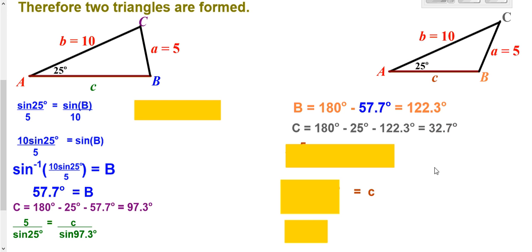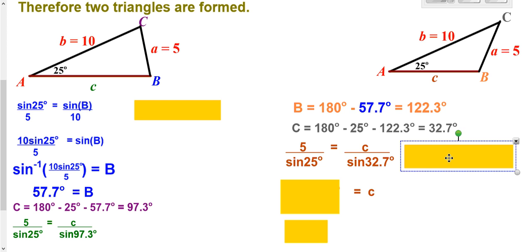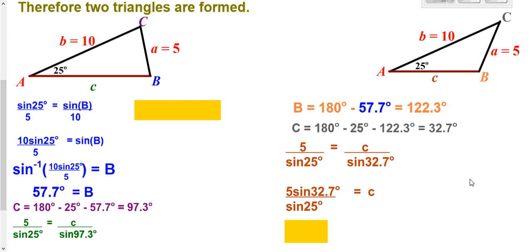So now I can use law of sine. So I take my original given information equals side C over the angle C of my second triangle. Multiply both sides by the sine of 32.7 to get C by itself. And that's my calculator ready form. Type it in and I get my answer.